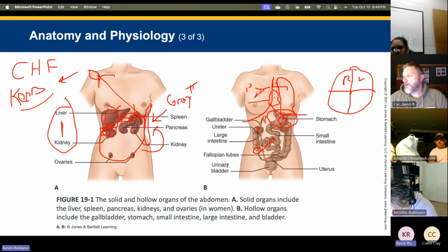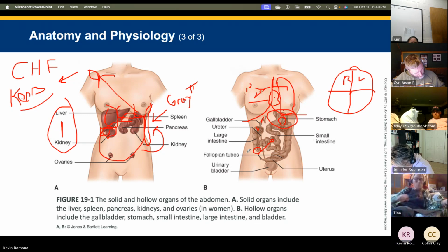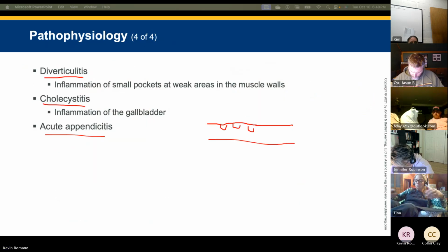All right. So McBurney's point. If you find your umbilicus and you go three-quarters of the way down towards your pelvis, okay, on that diagonal axis, that's where your appendix is going to be located. And what we do is we want to actually palpate that. And we want to push down on it on a patient that may have appendicitis. If you have rebound tenderness and pain with a fever, it's probably appendicitis. Okay. The appendix, if it bursts open, all those fluids inside get into the peritoneal cavity causing significant sepsis. Okay.